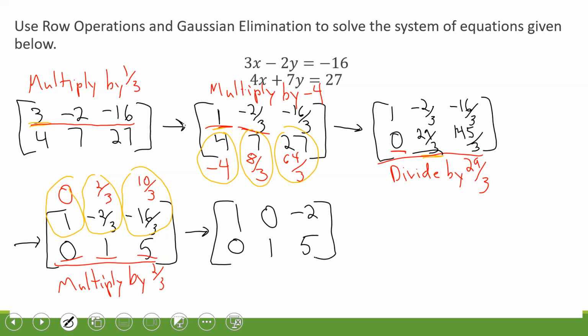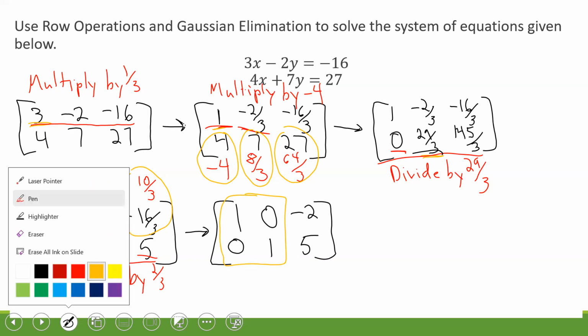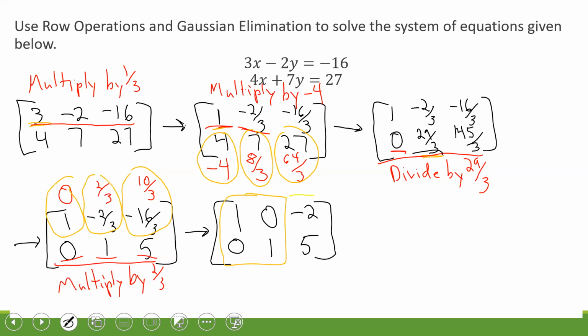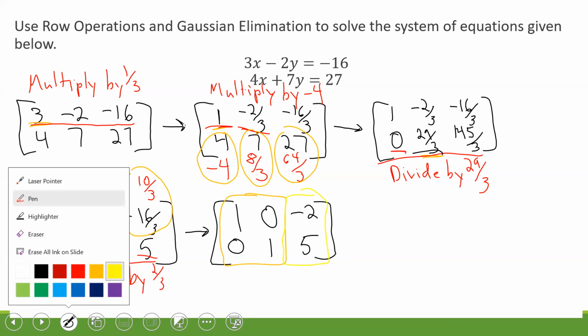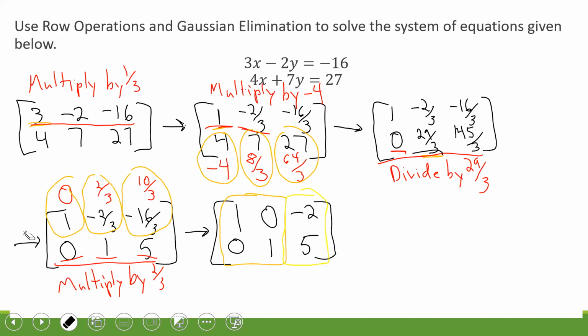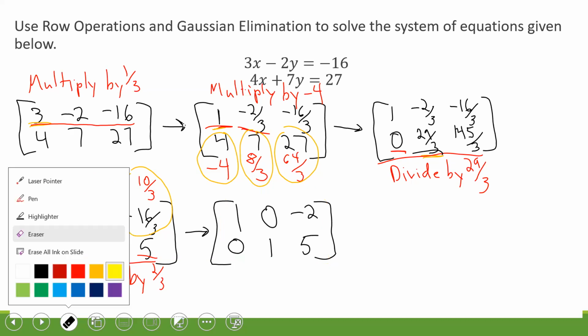And at this point, you hopefully recognize that we have accomplished getting our matrix into that row reduced echelon form, because notice in the first two columns, we have 1, 0, 0, 1. And then we have numbers in the last column there. And so this now allows us to complete our goal, which was to find the values of x and y from that equation we started with.